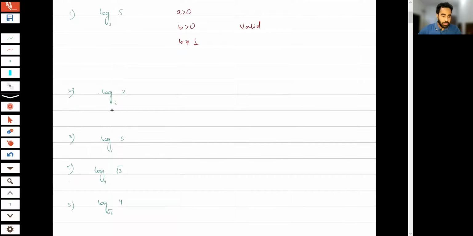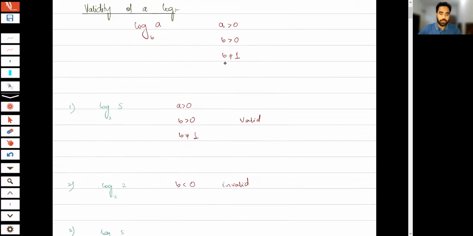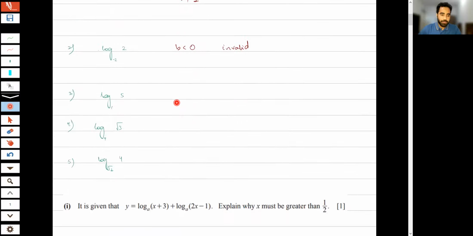Let's talk about the second example. In the second example, my value of a is greater than 0. My value of b is less than 0. So my value of b is less than 0, so my log is invalid. If any of these conditions is not true, your log would be invalid. Let's talk about the third example. Over here, your base is 1. If your base is 1, again, your log would be invalid.